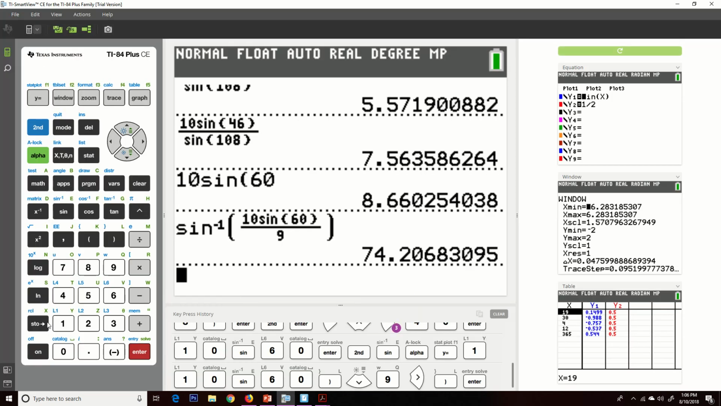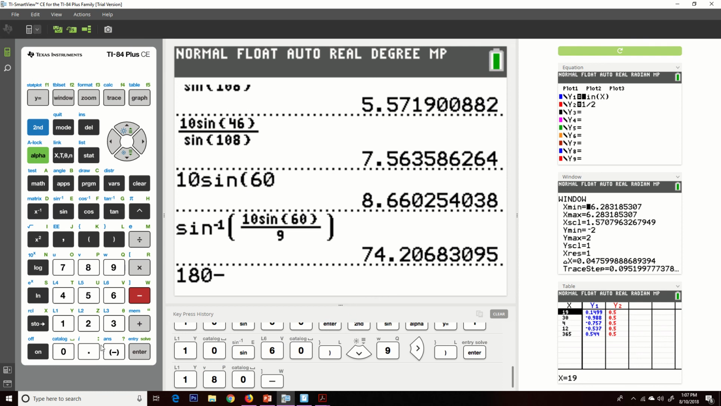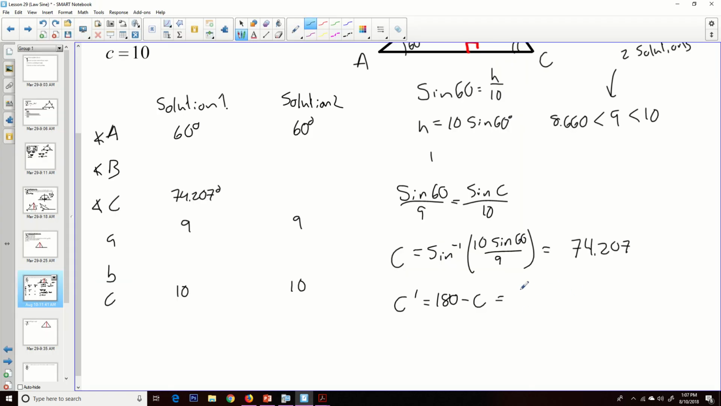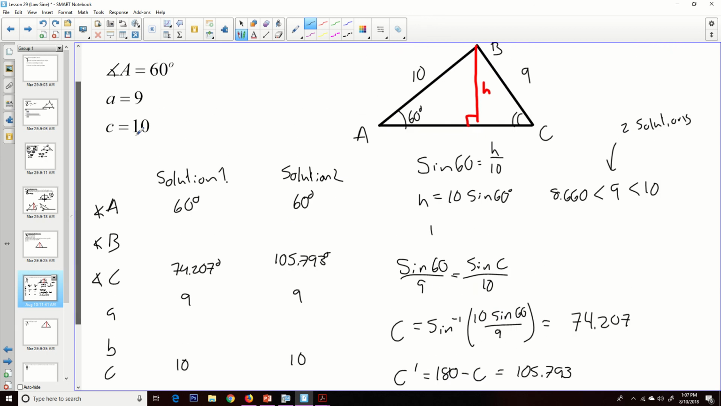And so if I go back to my calculator and I go 180 minus second, oops, don't want to do that. Let's delete that. Second answer, I'll get 105.793. So that goes here, 105.793 degrees. And again, that gives me this particular angle C here, and clearly it looks like it's going to be an obtuse angle. And so I have that.